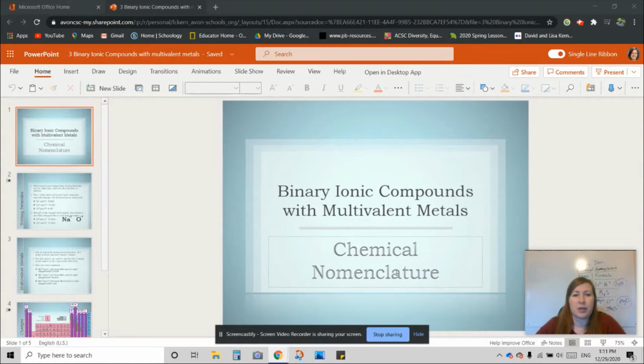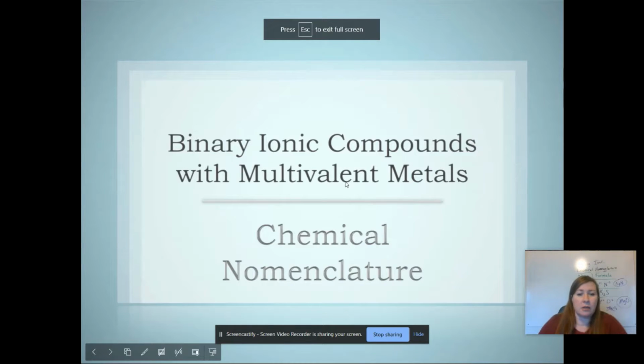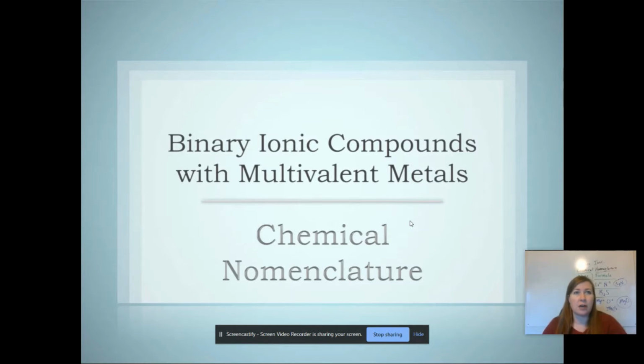Hi, chemistry students. We're here with a quick video to discuss a little bit more about binary ionic compounds, particularly those with what we call multivalent metals. So multivalent metals are metals that can have different charges. They are not in group 1 or group 2, where they're +1 charge always or +2 charge always. They can change their charge depending on what they're bonding with and the conditions around them. And because of that, they can form a lot of different types of compounds, and it can be a little bit confusing.